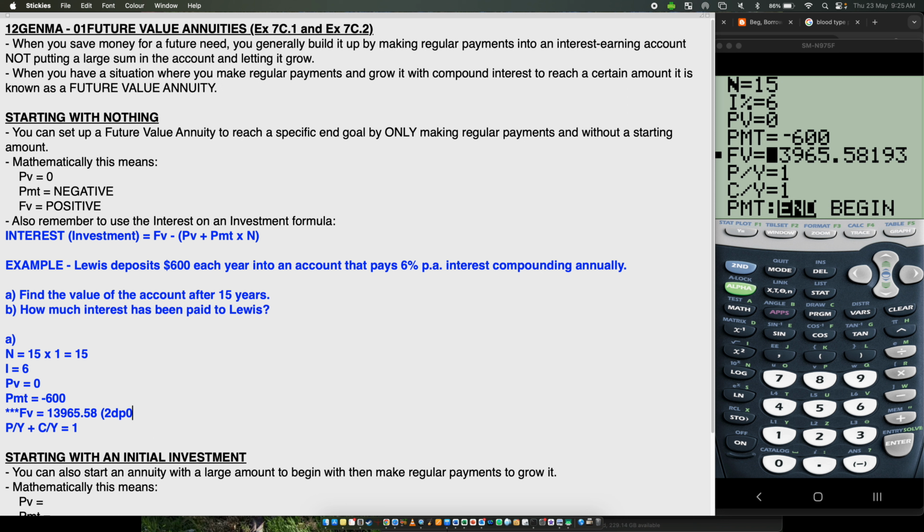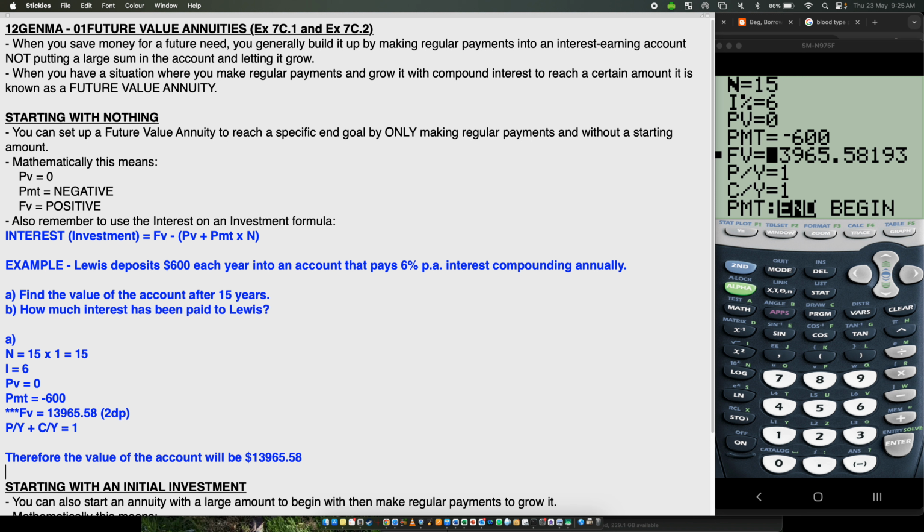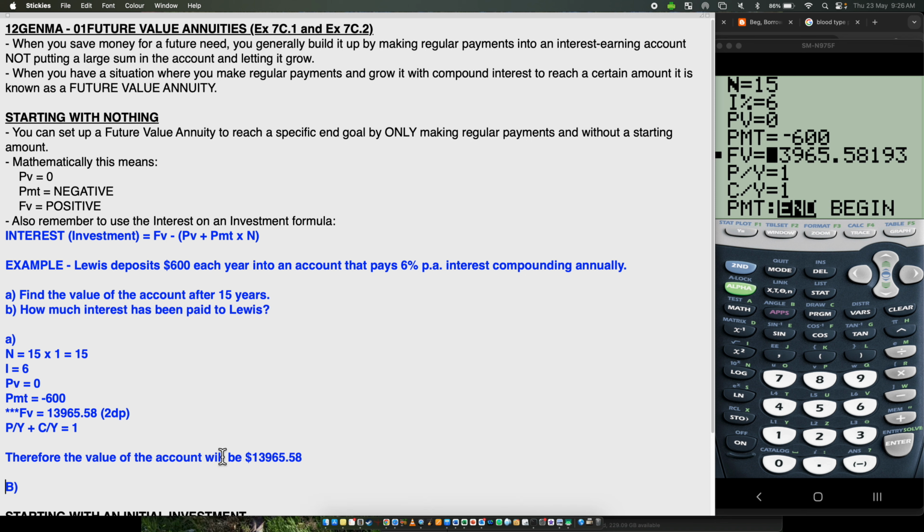Brackets, not numbers. Answer statement: therefore, the value of the account will be $13,965.58. That seems surprisingly a lot, because is $600 a year really that much? No, it's not that painful.